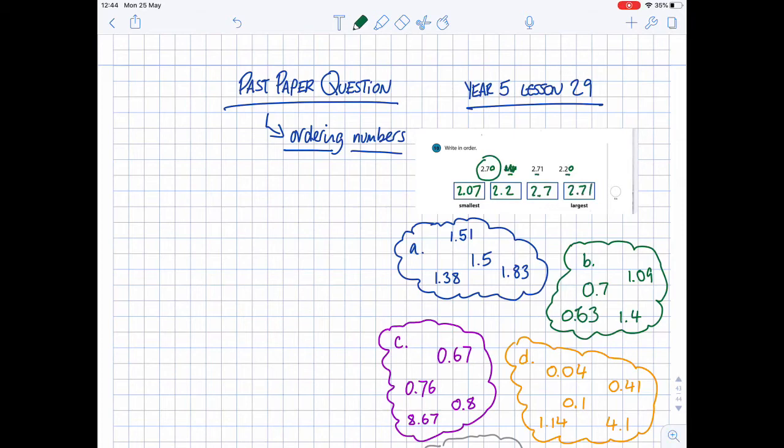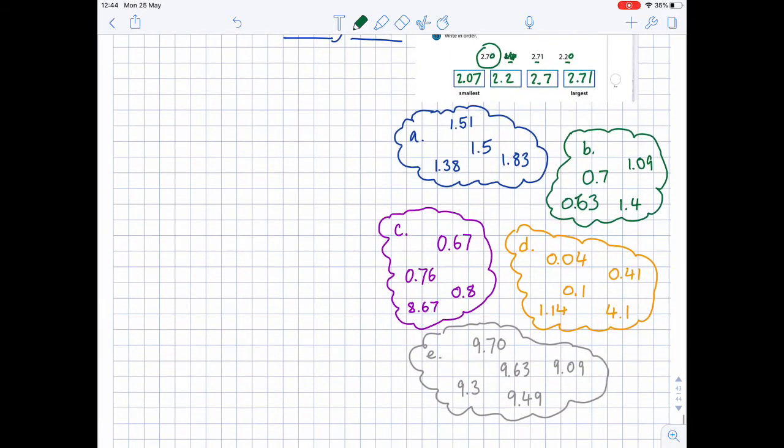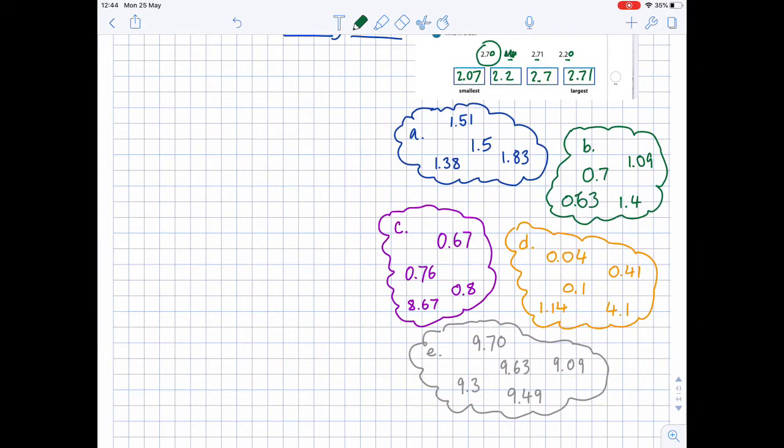Let me scroll up a tiny bit. So you've got A to E. Sometimes you've got 4 numbers, sometimes you've got 5 numbers to order. So you need to pause the screen and order them now, please. Good luck.